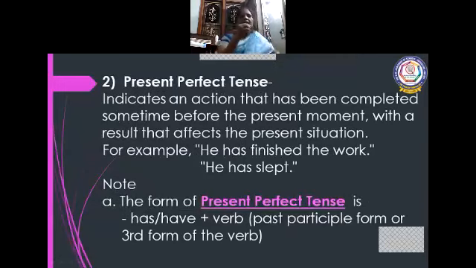Present perfect tense indicates an action that has been completed sometime before the present moment, with a result that affects the present situation. For example, he has finished the work, he has slept. So he had completed his work, so he went for rest. The form of the present perfect tense is have plus verb plus past participle form or third form of the verb.